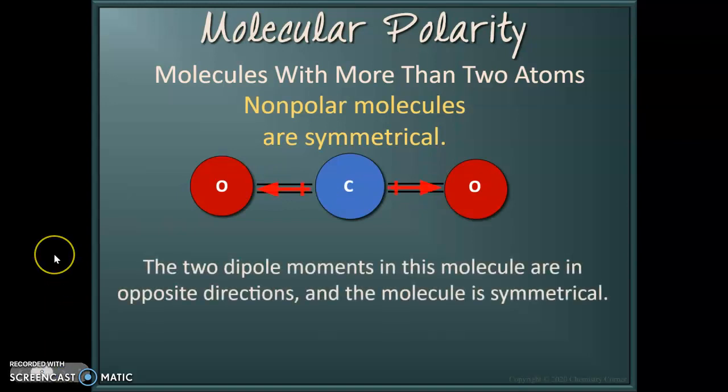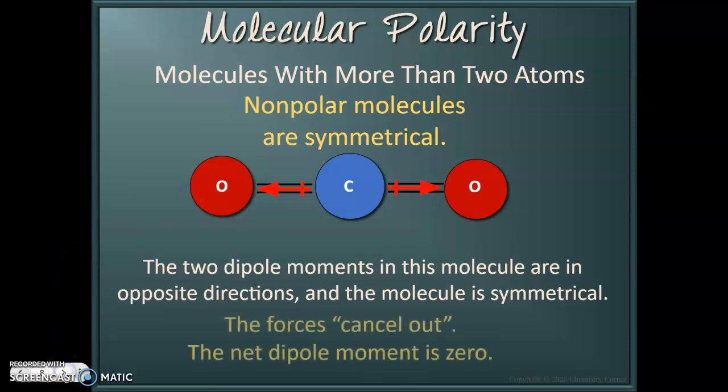Now, our nonpolar molecules are going to be symmetrical. So they have 2 dipole moments, and they're in opposite directions, and then the molecule itself is symmetrical. So we draw it in a straight line. So here, this is CO2, so carbon dioxide. This is going to be a nonpolar molecule, and it is symmetrical. So when you were to draw that Lewis dot structure, it would be in a straight line. So the forces in this one cancel out the dipole moment. It's 0. So there's no partial charge. The electrons are shared equally, and this is going to be nonpolar.